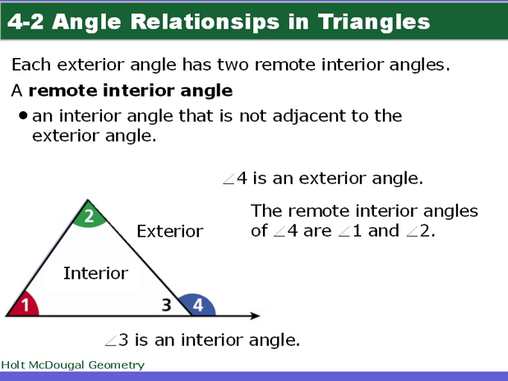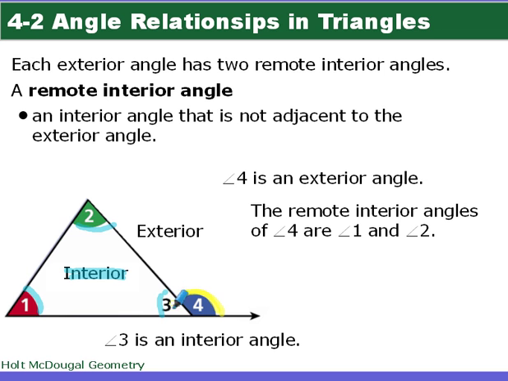Just like in our angles in parallel lines, if it's inside, it's going to be interior. So angles 1, 2, 3 are interior angles. Angles that are outside the triangle, like angle 4 here, are exterior. So this is an exterior angle. It's telling us that this exterior angle has 2 remote interior angles.